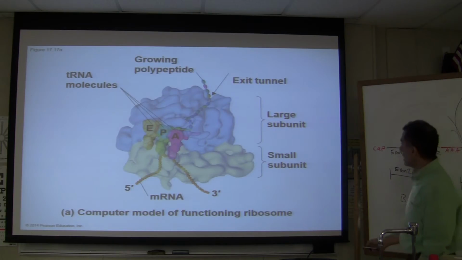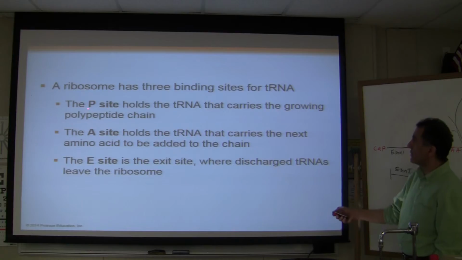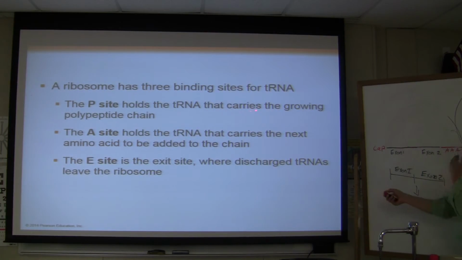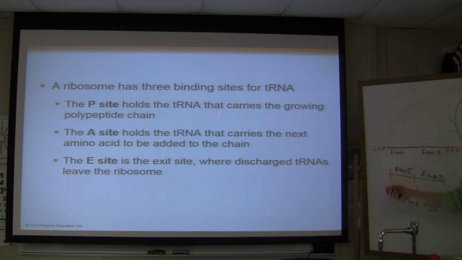Okay, so let's move on; all of these we already talked about. The ribosome's P side holds the tRNA that carries the growing polypeptide chain. The A side holds the tRNA that carries the next amino acid to add to the chain. And the E side is the exit. I talked about all of this.